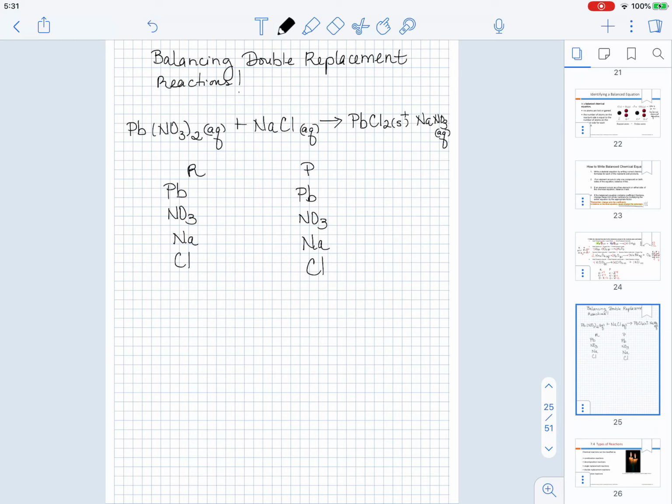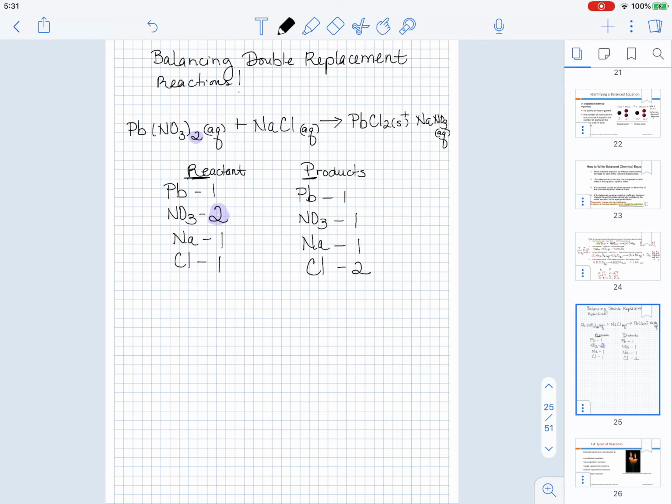So here we have Pb, we have NO3, we have sodium, and we have chlorine. Okay? So if we look at the reactant, we have 1 lead, we have 2 nitrates, and it comes from this value. That's where this 2 comes from. We have 1 sodium and we have 1 chlorine. As we move to the product, remember this is the reactant and this is the product. We have 1 lead, we have 1 nitrate, we have 1 sodium, and we have 2 chlorines.